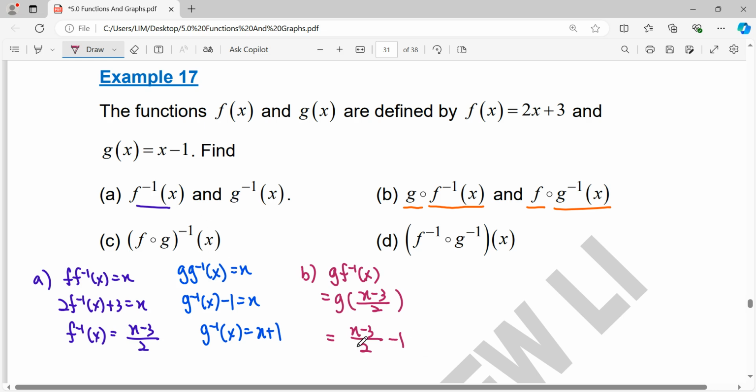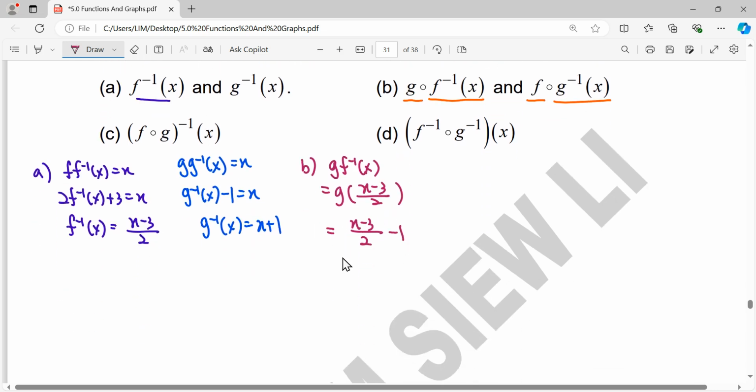So we need to simplify this to be a single fraction. Get the same denominator, where x minus 3 will be minus 2. Simplify into the single fraction, it will be x minus 5 over 2.